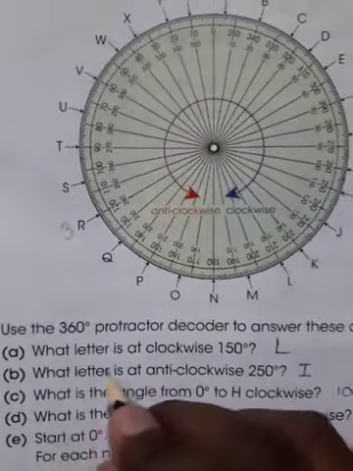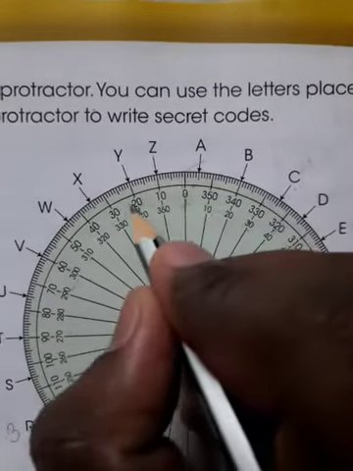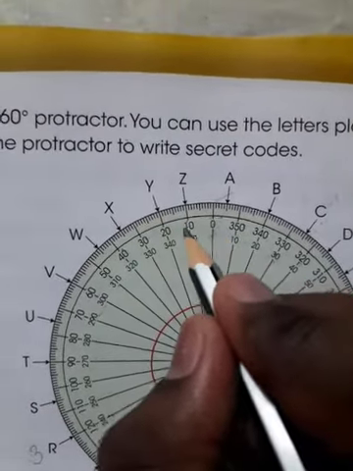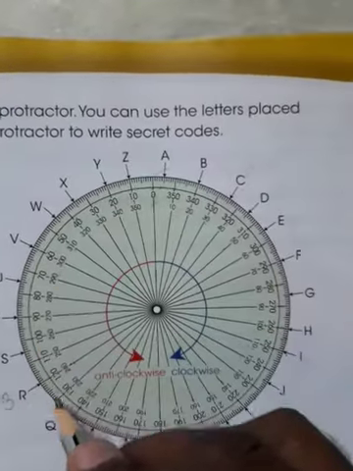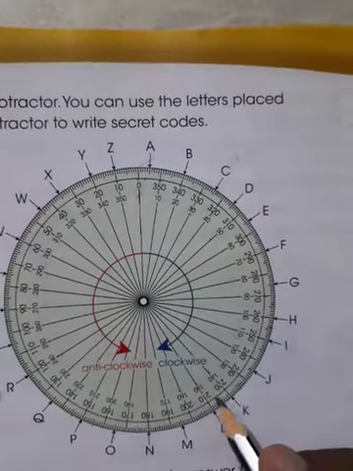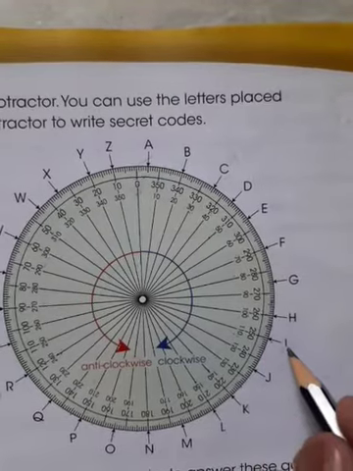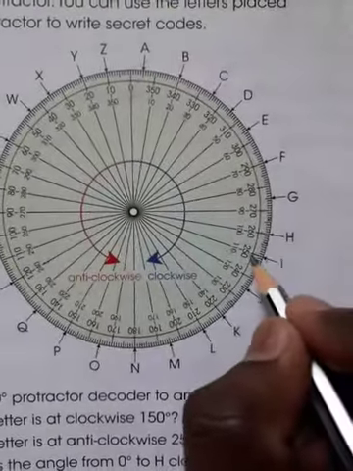Now, what letter is at anti-clockwise 250? Anti-clockwise from 0 means you have to move left. After 0, can it be 350? No, it's 10. So check the outer angles. Where is 250 on the outer angles? Here is 250 on the outer angle. Sorry, this is I. This 250 is I. So I is the answer.